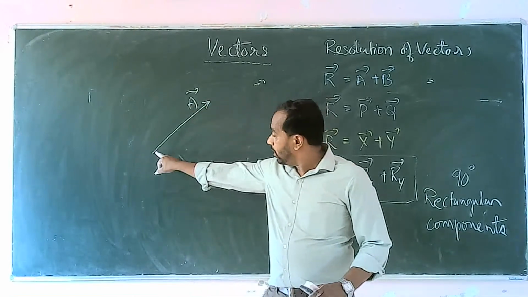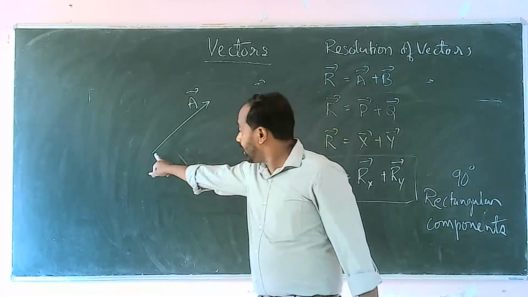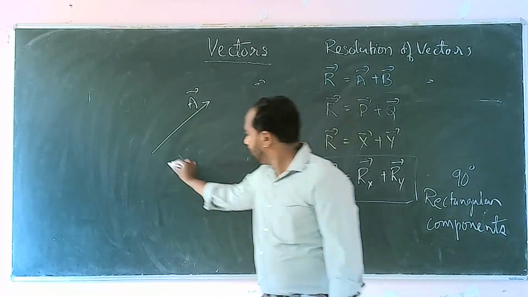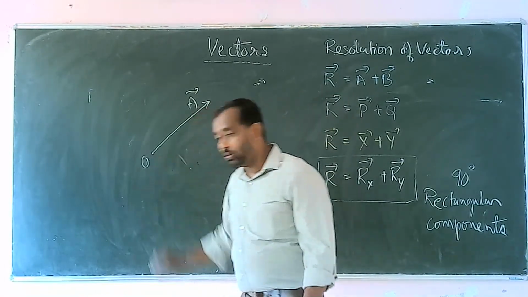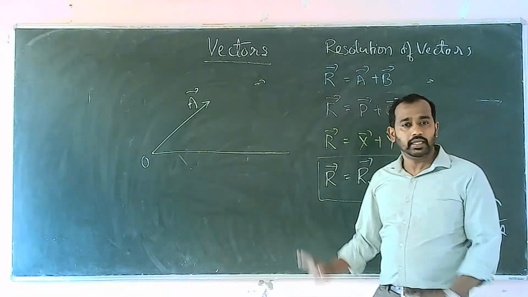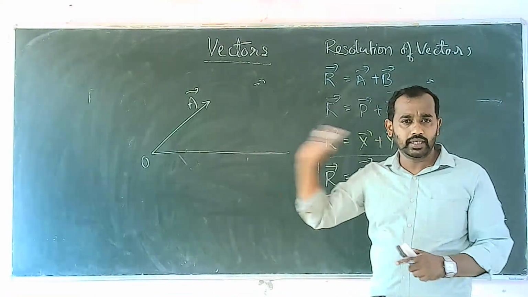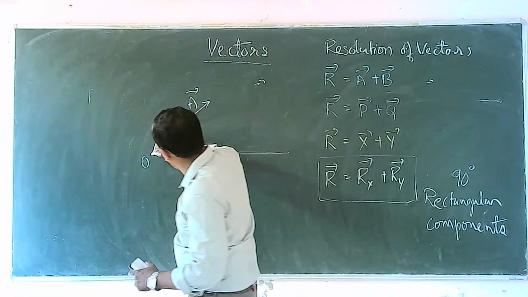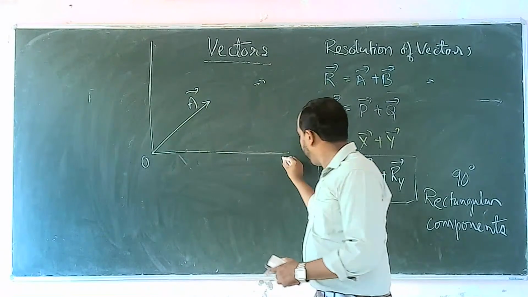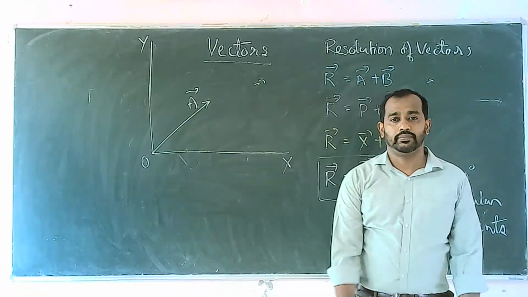I am going to draw a coordinate axis, x and y axis, taking the tail of the vector A as the origin. Okay, I am going to take this as O, the origin, and I am going to draw an x-axis. It is not a vector; it is just an axis. It will extend up to infinity on either side. Similarly, I will take a y-axis, which is perpendicular. And we know that the x-axis and y-axis are perpendicular to each other.